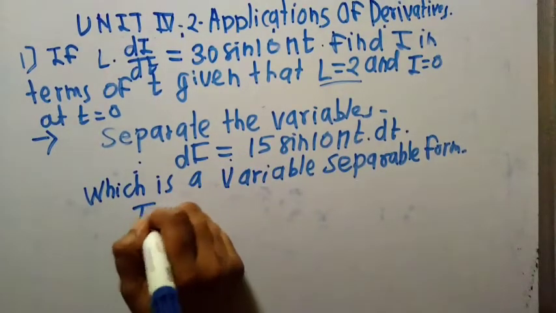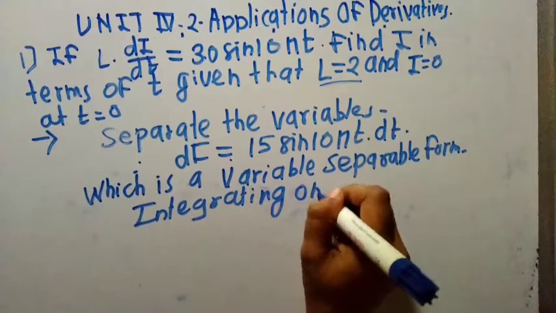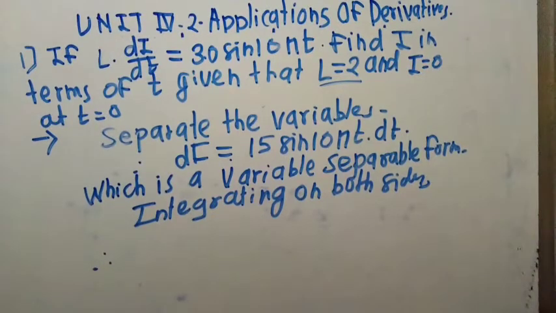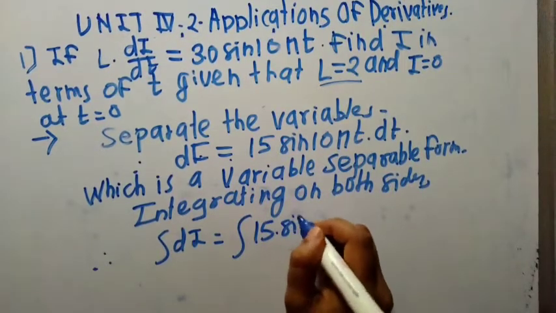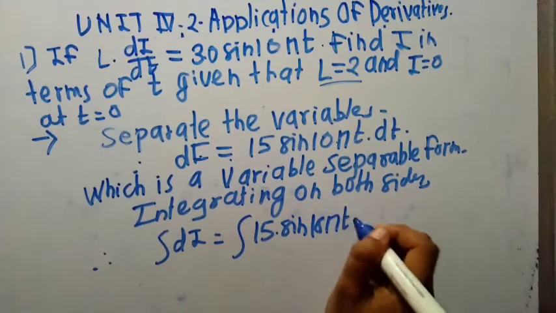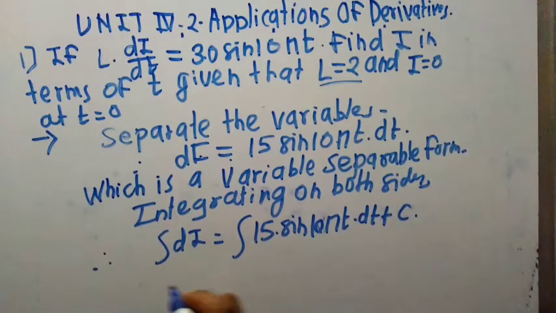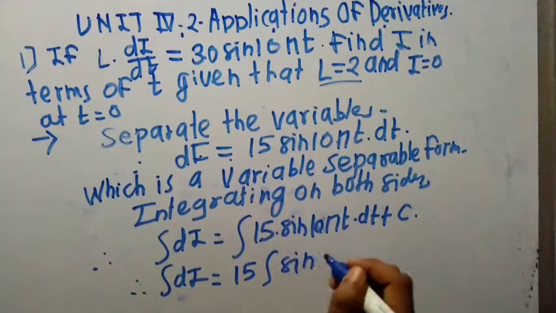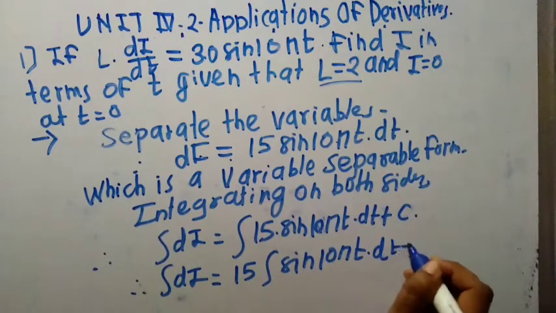Then integrating this equation on both sides, we get the integration of di is equal to the integration of 15 into sine 10 pi t into dt plus c, which is equal to 15 into the integration of sine 10 pi t into dt plus c.